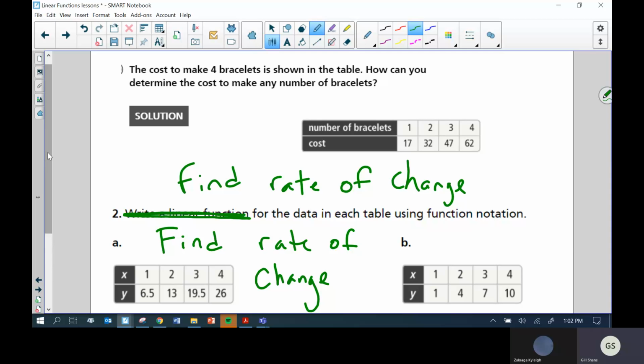So I could pick these two if I want. They don't have to be next to each other. I could pick those two if I wanted, and say 62 subtract 17 divided by 4 subtract 1. Or I could pick the two that are right next to each other. Doesn't matter. And the pattern on these is already set up to where we're going up by 1 every time, if you'll notice. X's are going up by 1 every time, which makes it really, really easy.